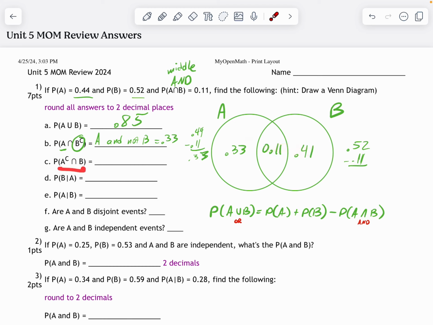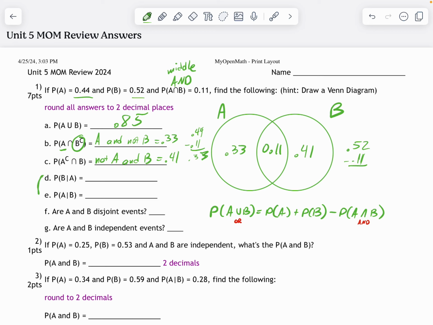This is the flip-flop of that. It says A complement, meaning not A. Not A. A cannot happen, and B must happen. So that would be not these two, and B happens 41% of the time.